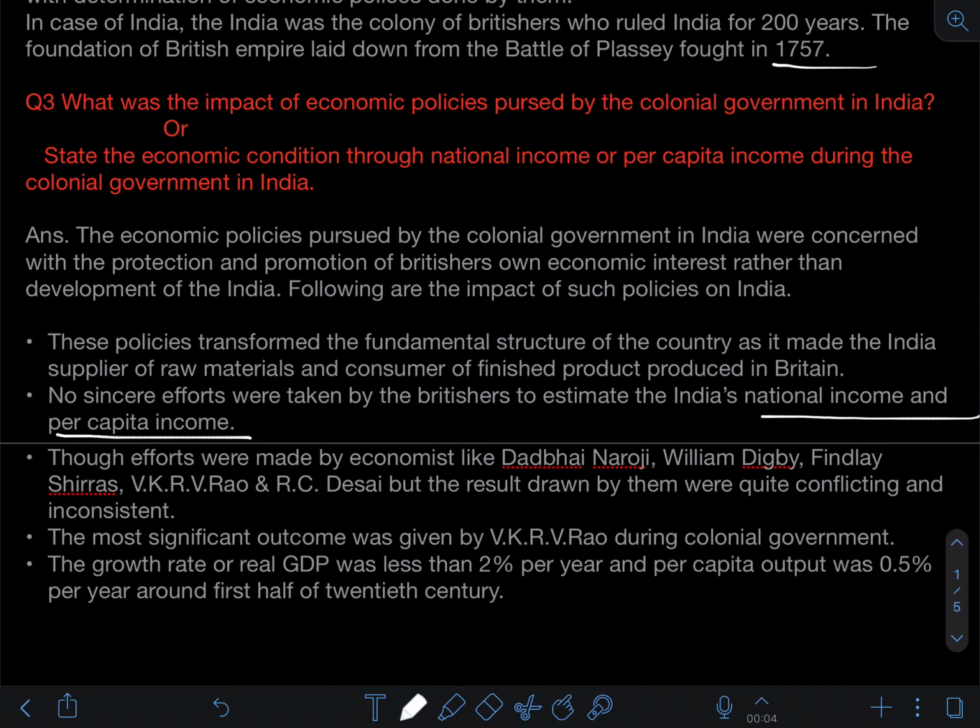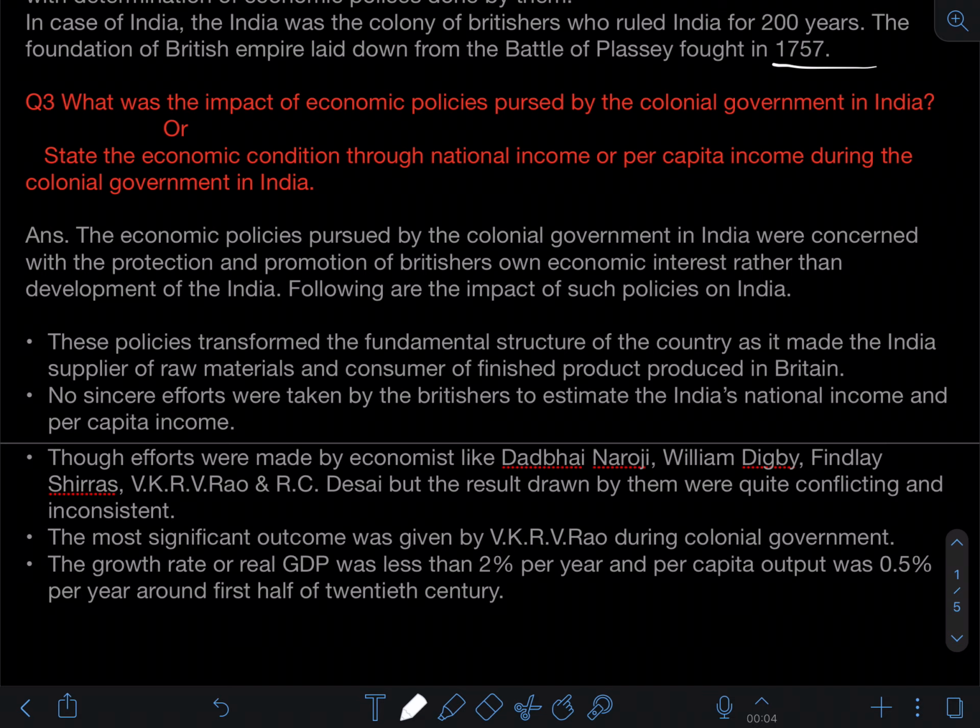Now the question, a general understanding: in macroeconomics you have learned how to calculate national income, and you understand the importance of calculating national income or per capita income for a country. Like today we talk about economic growth, or the position of one particular country in comparison to other countries, we always go for the calculation of national income and per capita income, but they were really hardly bothered about national income and per capita income.